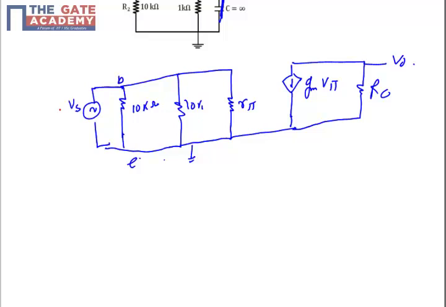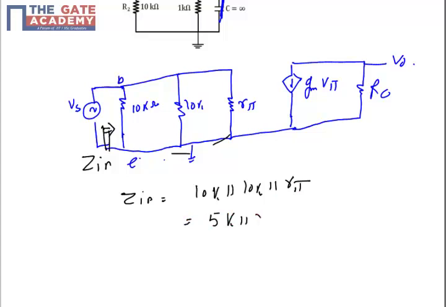The question says to calculate the input impedance. What is the input impedance? Input impedance is the impedance seen from the input terminal. This will be my input impedance. It's a fairly simple circuit: the parallel combination of 10K parallel 10K parallel r-pi. 10K parallel 10K is 5K, but parallel r-pi. So the question arises, what is r-pi?